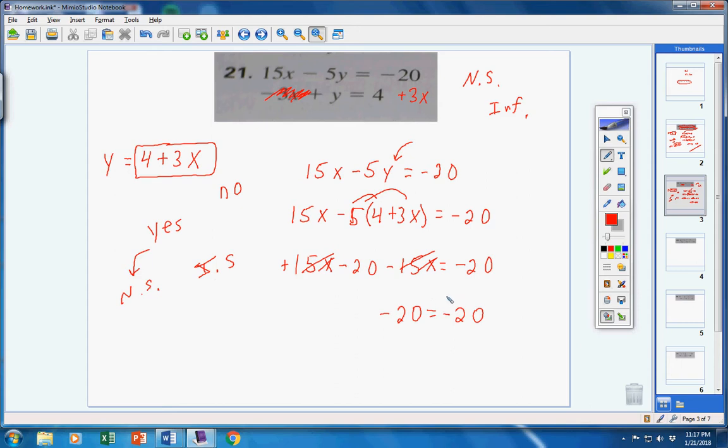Well, students, look at what you're left over with right here. Negative 20 equals negative 20. Is that a true or a false statement? True. So the answer is infinite solutions. Okay? Or if you wanted to, you can move the 20 over, make it a positive 20, and you're left with 0 equals 0. Either way, you get infinite solutions.